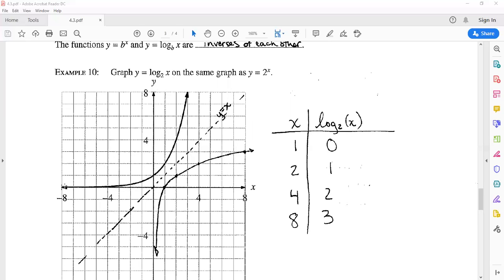And notice too, since the range of the exponential function is all the positive numbers, the domain of the logarithmic function is going to be all the positive numbers. In particular, 0 is not included. Okay, and the domain of the original exponential function is all real numbers, because you can exponentiate any real number so long as your base is a legitimate one. And that tells us then that for the logarithmic graph, the range will be all real numbers.